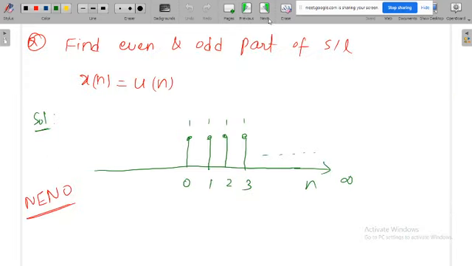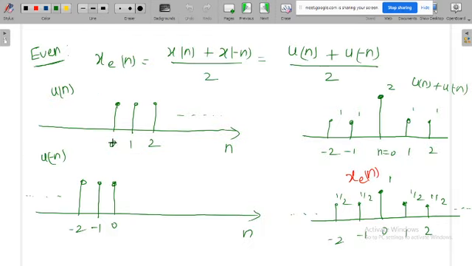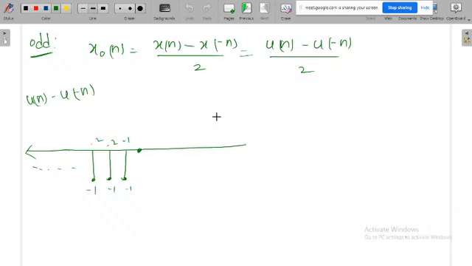So before n is equal to 0, all the samples will have the value of minus 1. Minus 1, minus 2, minus 3, and it goes on up to infinite. But at exactly n is equal to 0, what is happening? At n is equal to 0, this is also having the sample value of 1, this is also having the sample value of 1, then 1 minus 1 is 0. So exactly at n is equal to 0, the value is 0.